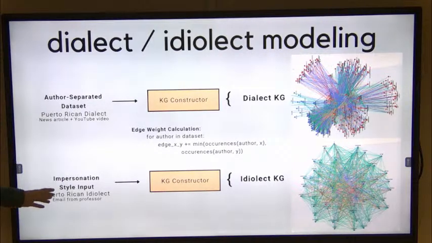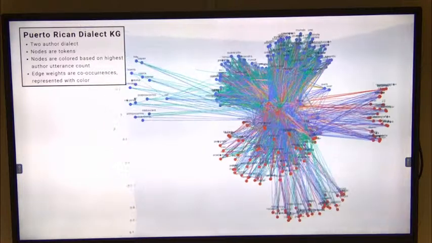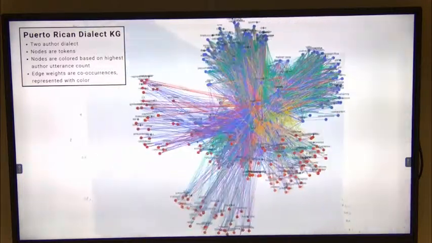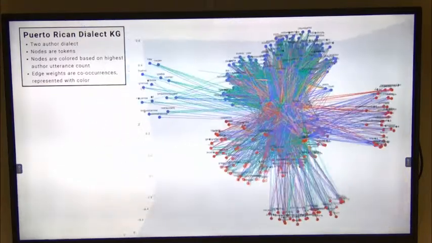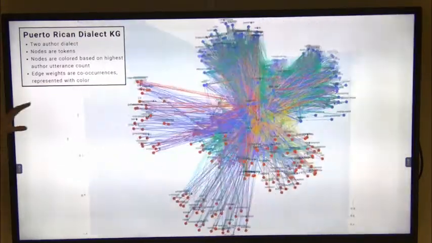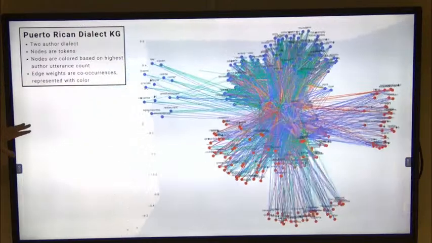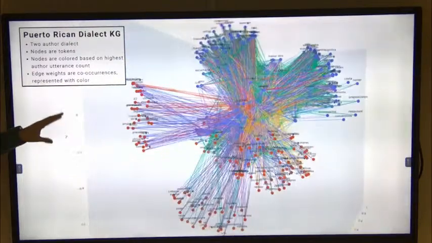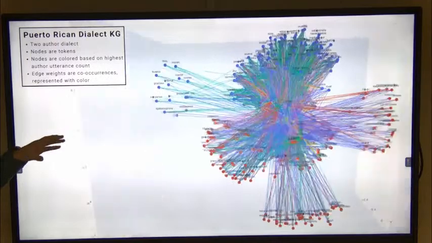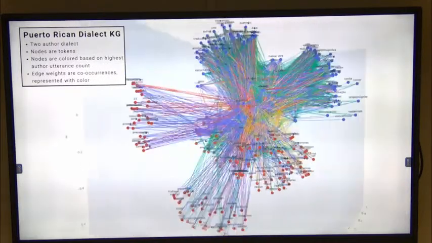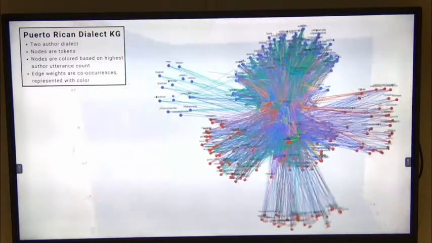And we also have the impersonation style output, which was an email from one of my professors. And then these are the graphs that we generate. So yeah, this is the 2 author dialect. The nodes are all of the tokens that appear in the dialect, and the color of the connections are the weights, so the amounts of co-occurrences between the tokens per author.